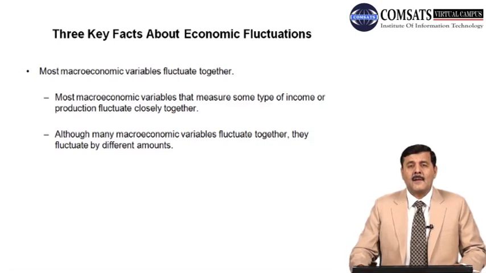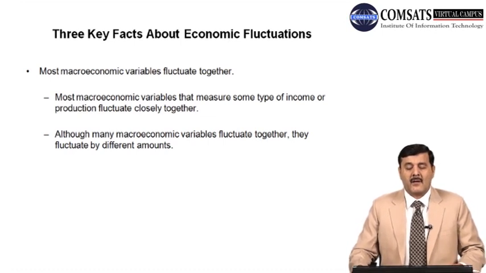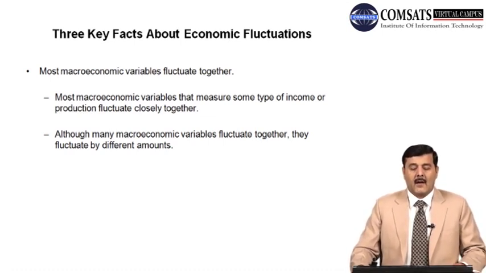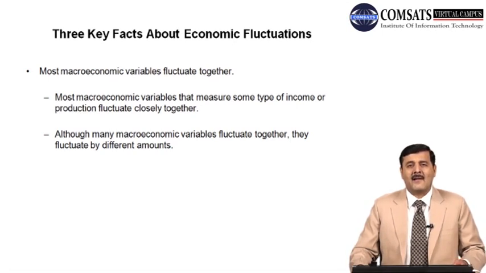Second, we talked about how most economic variables fluctuate together. Most economic variables that measure some type of income or production fluctuate closely together. Although many macroeconomic variables fluctuate together, they fluctuate by different amounts. For example, when we say that the GDP of a country will be lower this year, the growth in real GDP is less, right?